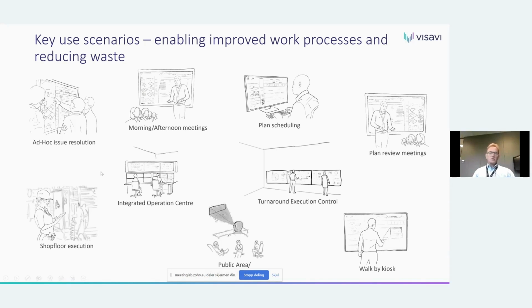But it's of course also used out in the sharp end. For example, in a daily situation, when a conflict arises, something breaks down or an unplanned job needs to be done, you can just gather around the screen. It's interactive, and you can immediately resolve those issues that are coming up. And as I mentioned, on the shop floor, the craftsman can directly go in and update the status of the work.